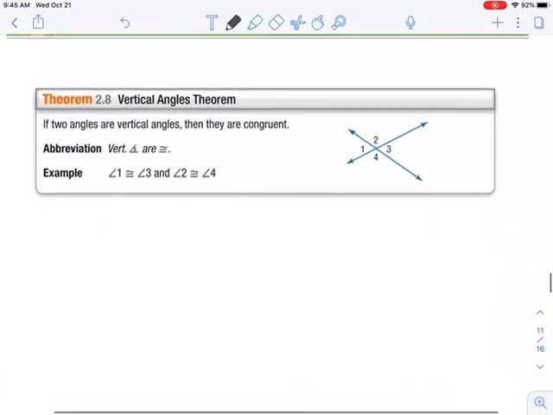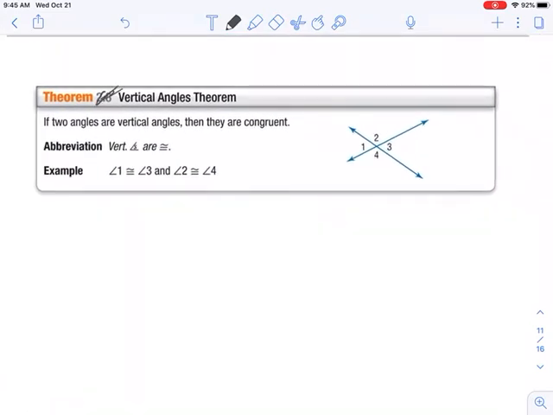The only thing we don't use is the number. Theorem 2.8, I could care less about. That just says chapter 2, the 8th theorem that we've had. 8 theorems already. Wow. Vertical angles theorem. Now we have a theorem for vertical angles. We had a definition for vertical angles. I think we had maybe a postulate or something dealing with vertical angles. I don't remember anymore. But now we have a theorem, most powerful thing there is.